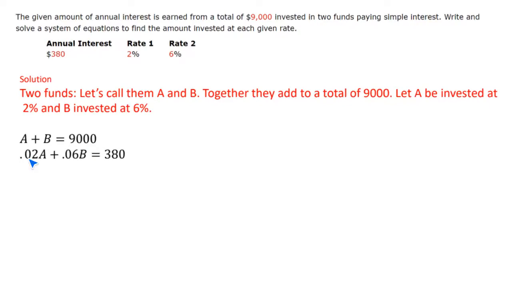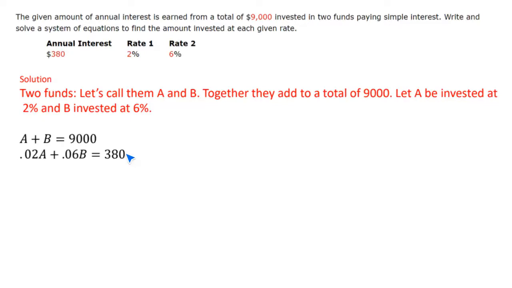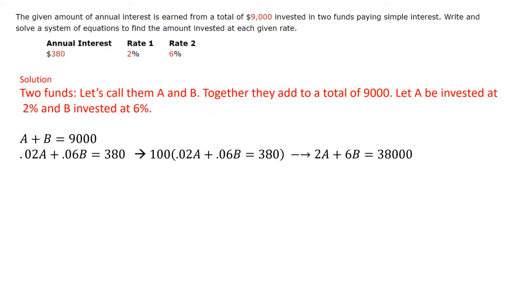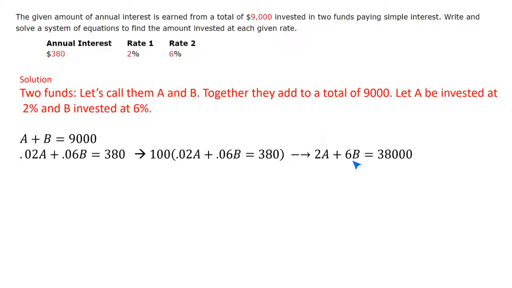And then the interest that we get from these investments is 0.02A, that's the 2% in decimal form, plus 0.06B is equal to the annual interest of 380. So now I can use systems of equations to solve for A and solve for B. If you don't like to work with the decimals, you can always get rid of them. So in this case, if I multiply by 100, 100 times 0.02 is 2A, and 100 times 0.06 is 6B, and I have to multiply 100 times 380, 38,000. Okay, so I'm going to work with A plus B equals 9,000 and 2A plus 6B equals 38,000.